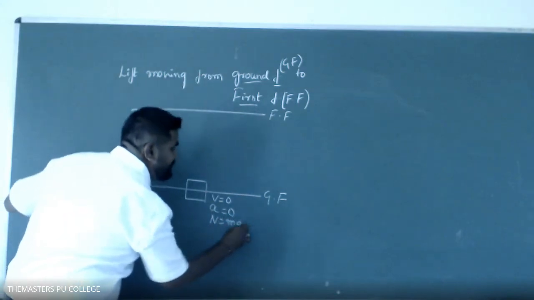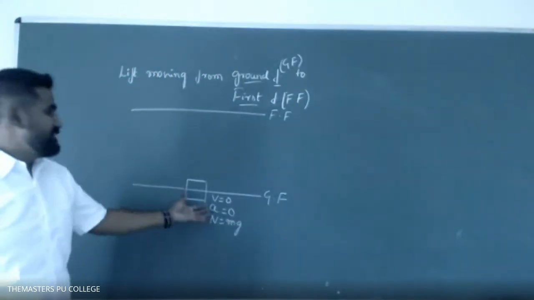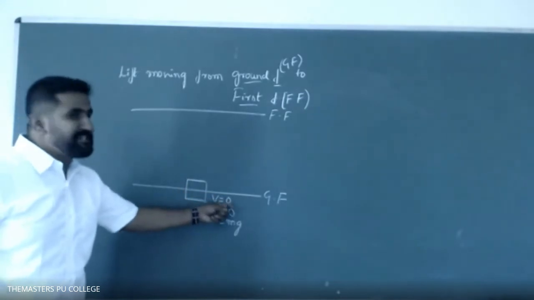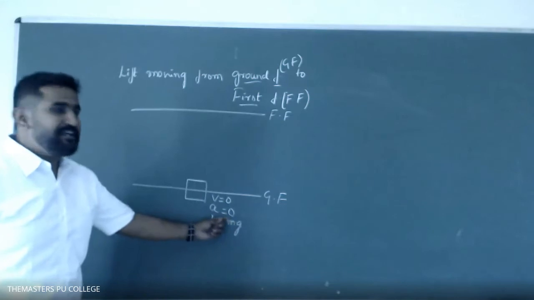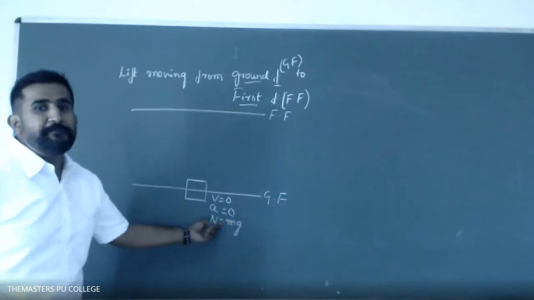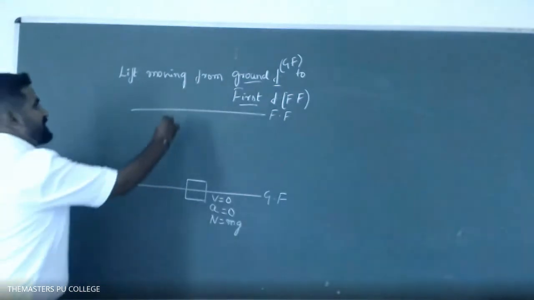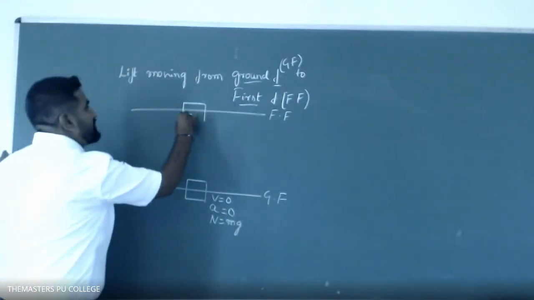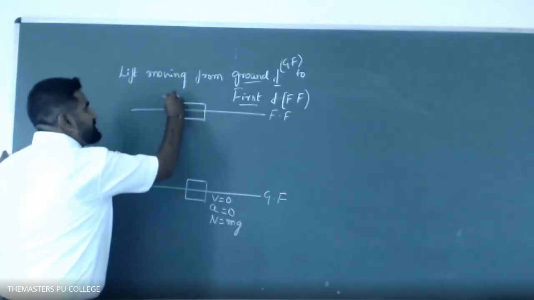Any doubt with this? No doubt. When it is on the ground floor, velocity is equal to 0. If velocity is 0, acceleration is 0. If acceleration is 0, apparent weight will be equal to true weight. Let me check what the lift is doing at the first floor. When it comes to the first floor, what is the velocity of the lift?